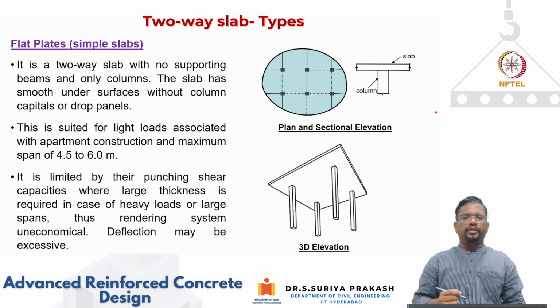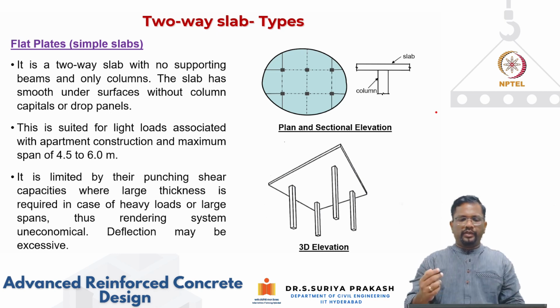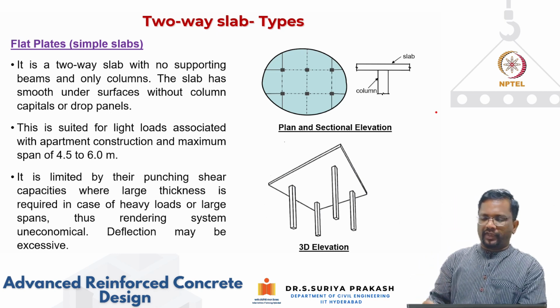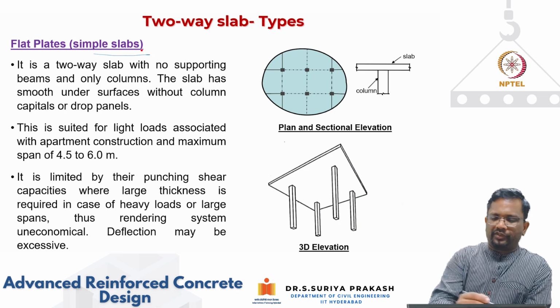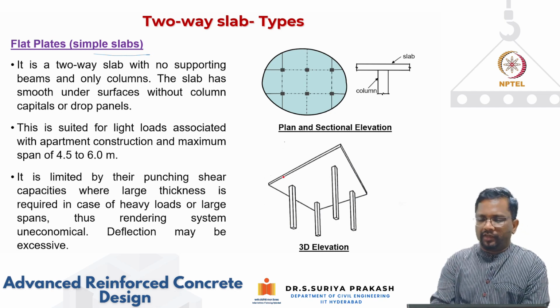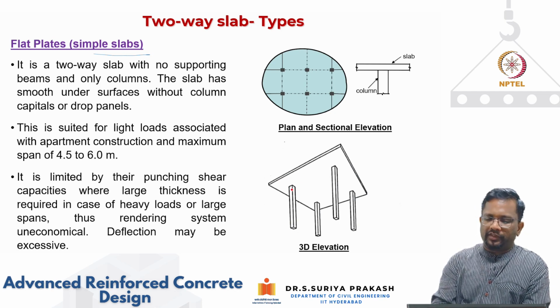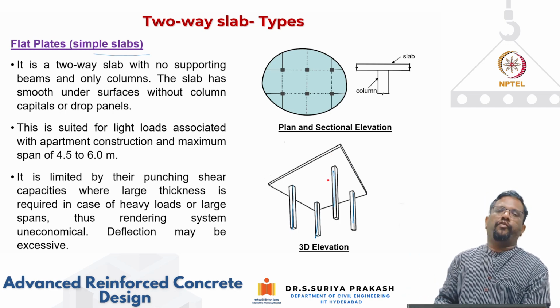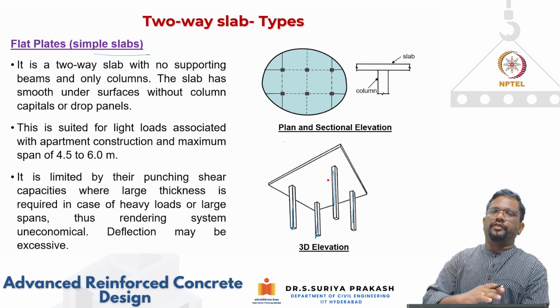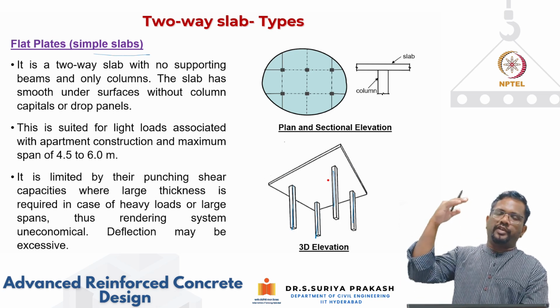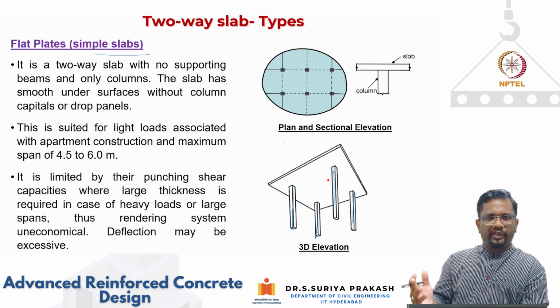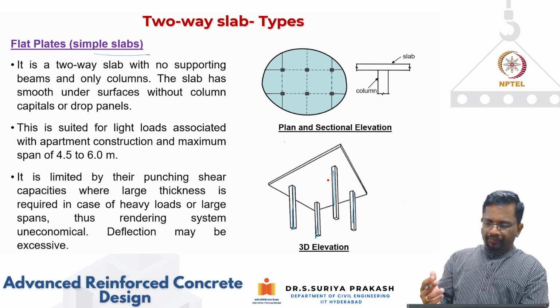Now let's get into the two-way slabs. The first variety is basically the flat plate or simple slab. As the name says, the slab rests directly on columns like this, and you don't have anything like a drop panel or a column capital. Such systems are called flat plates. So there is a difference between a flat slab and a flat plate. In a flat plate, your slab is directly supported on the columns without any drop panel or column capital.